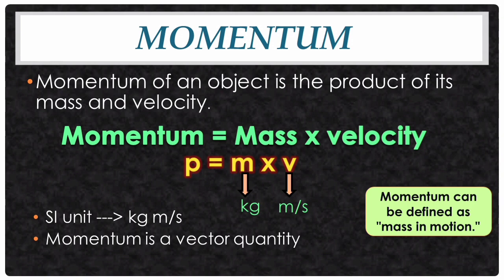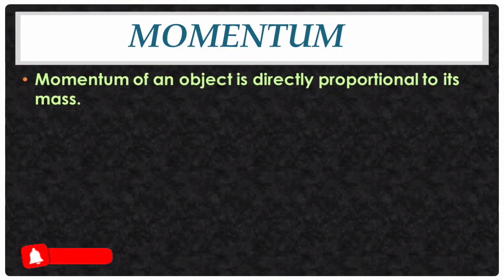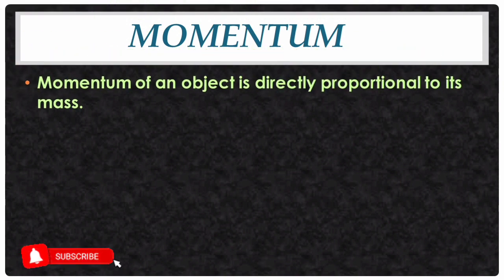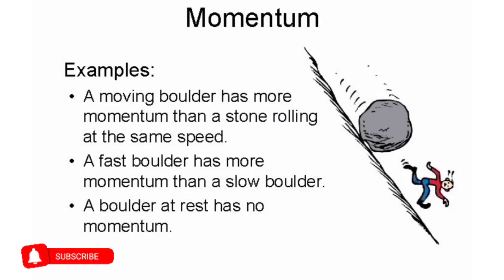We can also define momentum as mass in motion. This means that objects which are at rest do not have any momentum. It is very clear because we know that if velocity is 0, then momentum is 0. Now let us see how momentum changes when mass and velocity change. Since momentum is equal to mass into velocity, when the mass of an object increases, the momentum also increases. That means the momentum of an object is directly proportional to its mass. So, heavier objects have more momentum than lighter objects which are moving with the same velocity.